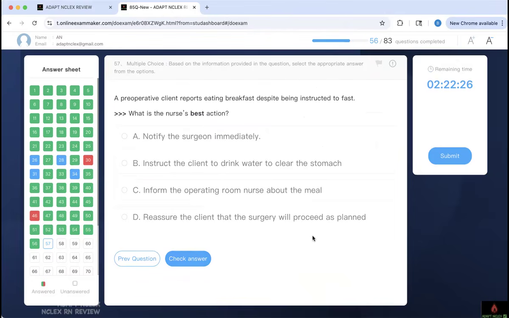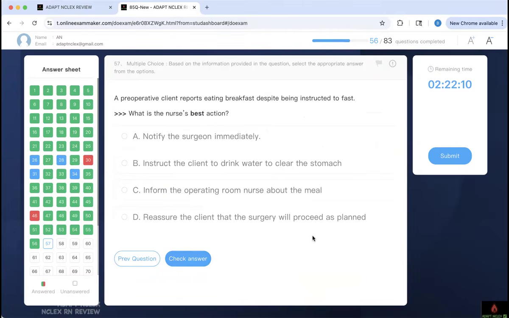A perioperative client reports eating breakfast despite being instructed to fast. So never eat before surgery. What is the next best action? Who are you going to report to? The doctor. Immediately instruct the client to drink water to clear the stomach. Give them water to clear your stomach because you ate.